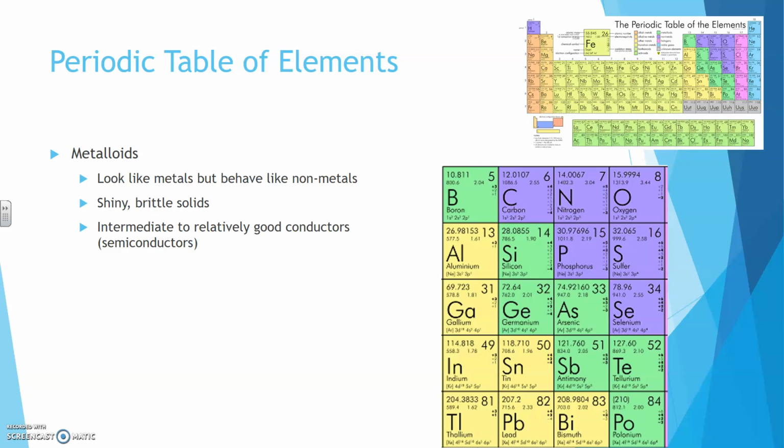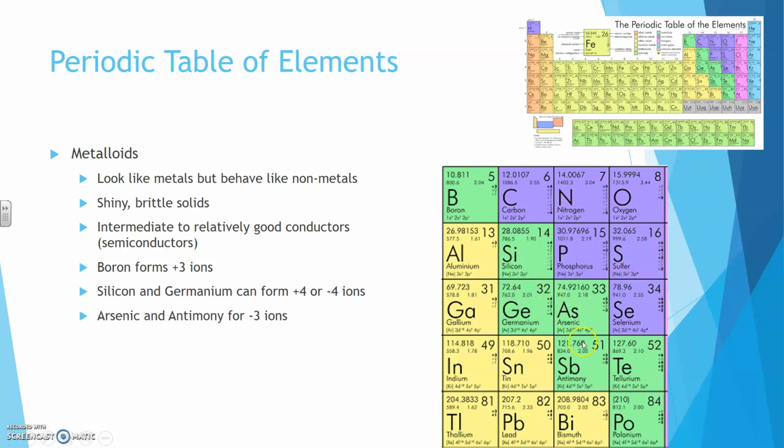They're known as semiconductors. Boron will form +3 ions. Silicon and germanium here can form +4 or -4. Arsenic and antimony can form -3.